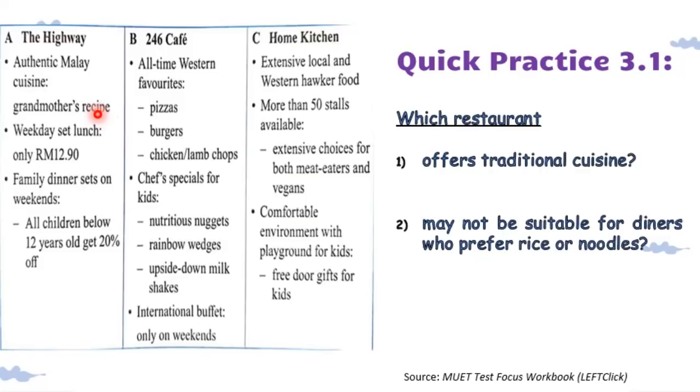Something that is not modern, but some sort of comfort food, something that when we go back to our hometown in a village somewhere, we tend to enjoy our grandmother's cooking, right? So that means the Highway is the restaurant that offers traditional cuisine. Let's look at the next one.